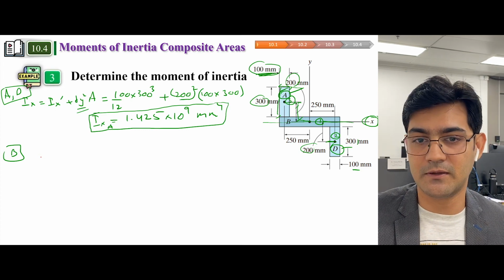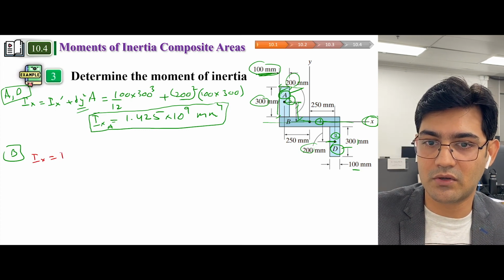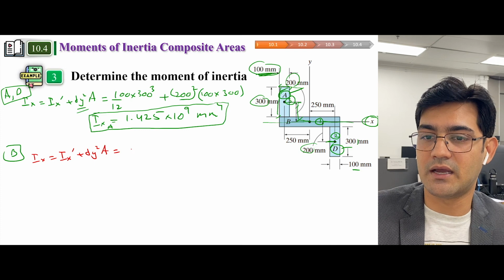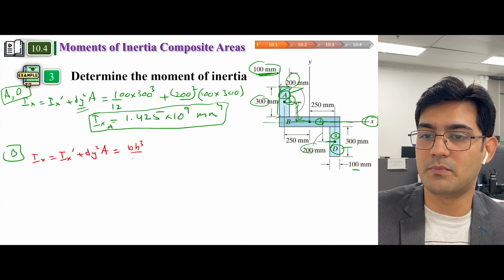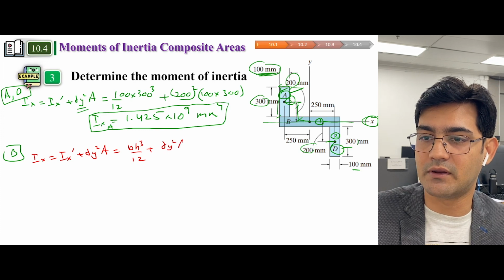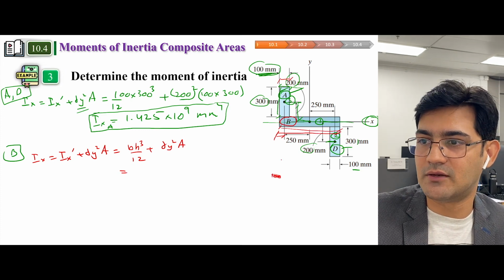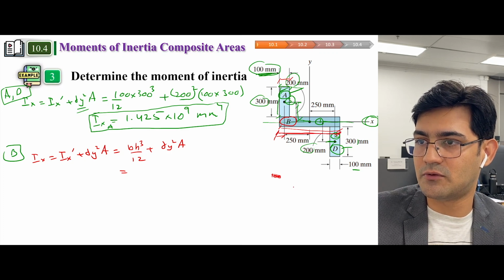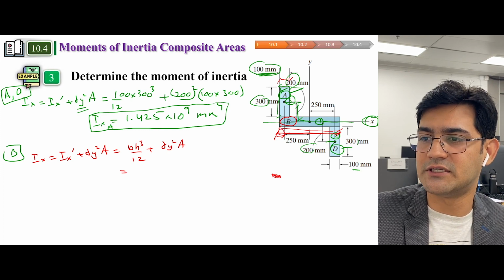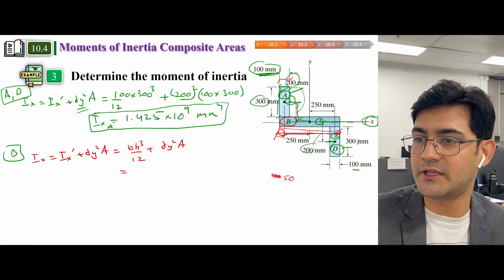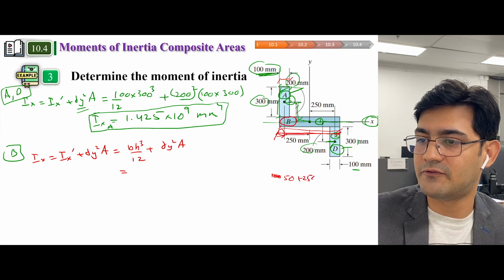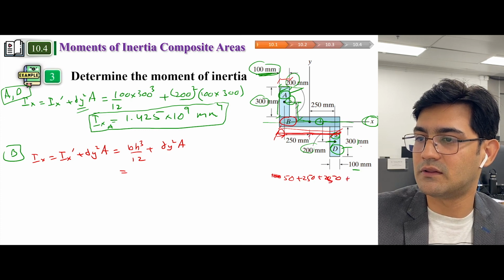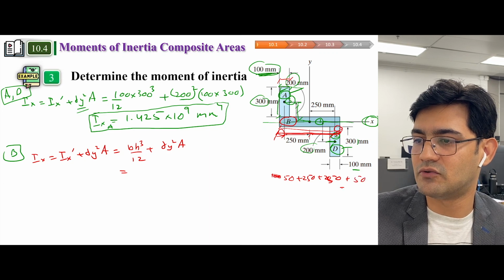So for segment B, Ix would be equal to Ix' plus dy square A. And what is Ix'? Ix' is bh cube by 12, plus dy square A. Okay, so let's just calculate B. B is from this distance. First we have to calculate this distance. This distance is half of the 100, so it's 50 plus 250 plus this is also 250, and this is 50, so it comes out to be 600.